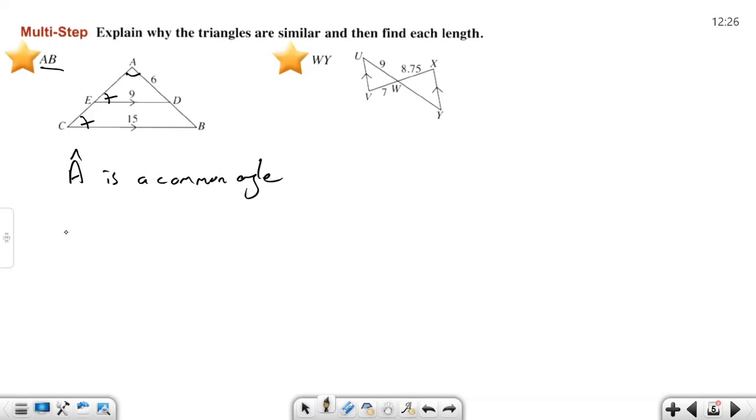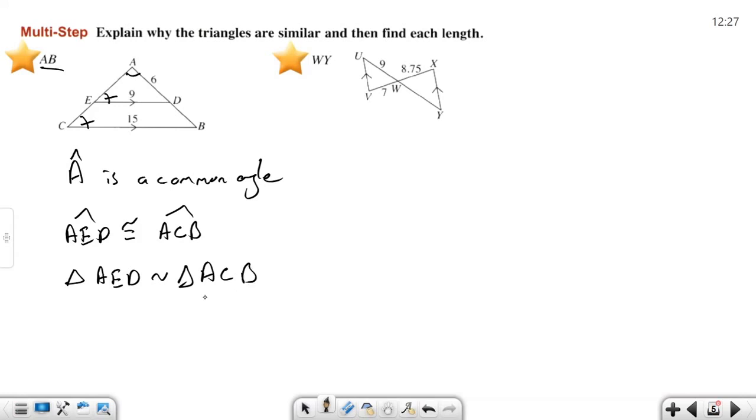So angle AED is congruent with angle ACB. So these two angles are congruent. So here and here we mark the angles. We have two angles: one is the common angle, the other is the congruent angle. Because of that, these triangles are similar. Now we show the triangles. So triangle AED is similar to triangle ACB.